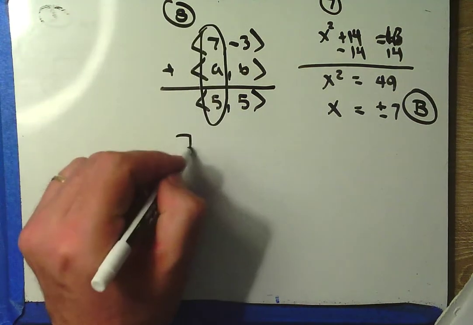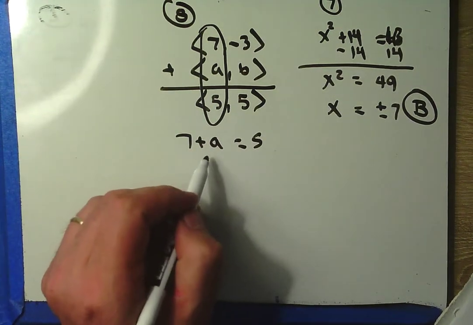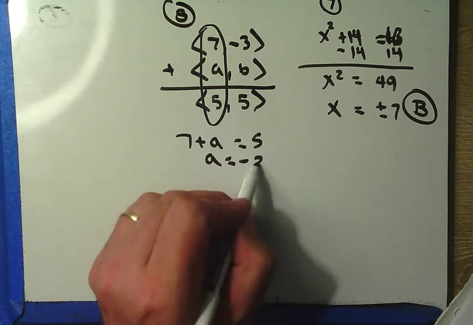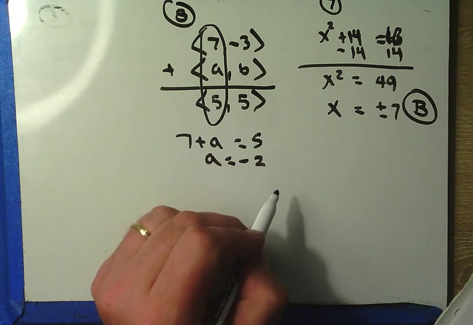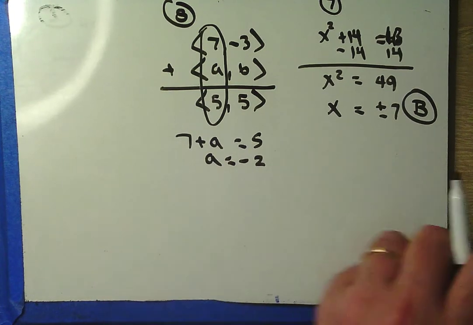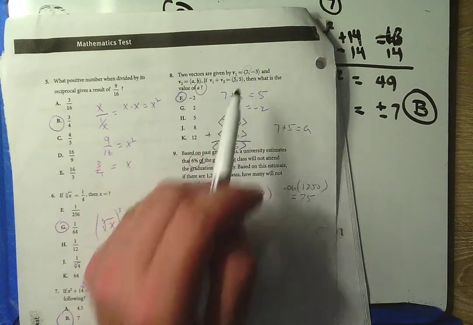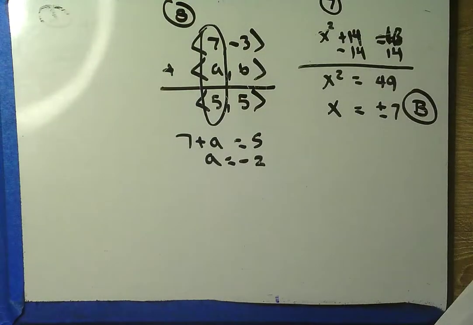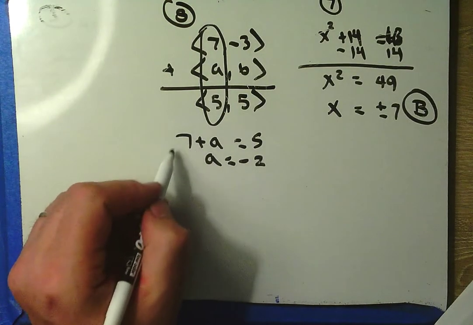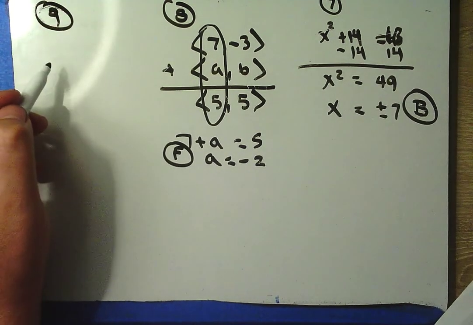Well, 7 plus A should equal 5. So I know that A equals -2. I didn't really need to know a lot about vectors to do that problem, especially since they showed me here v1 plus v2 equals 5. Okay, so that's choice F. F for number 8.